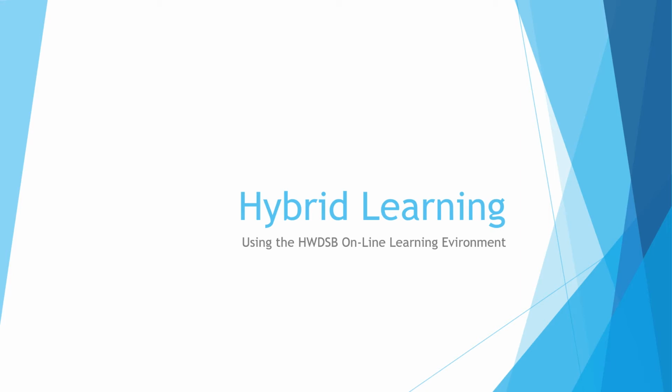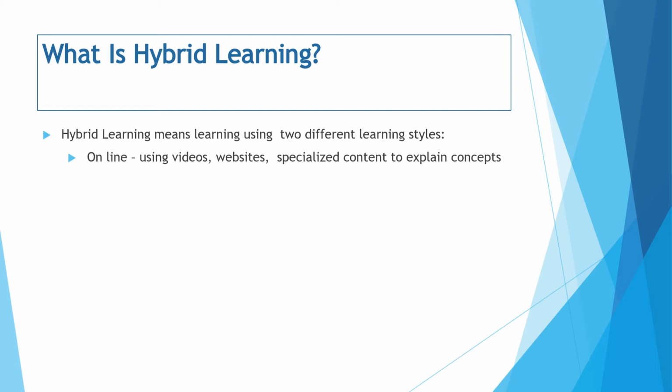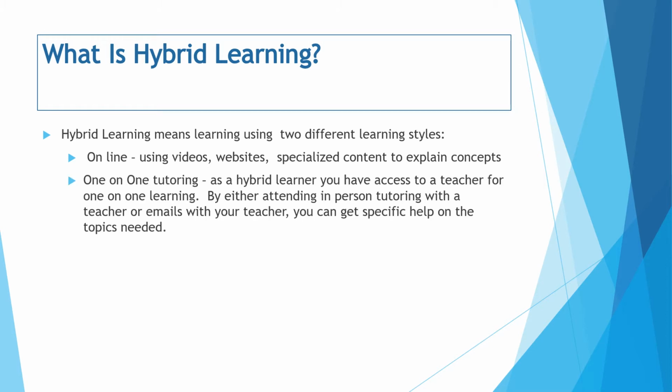Hybrid learning, using the HWDSB online learning environment. What is hybrid learning? Hybrid learning means learning using two different learning styles. Online, using videos, websites, specialized content to help explain your learning concepts.